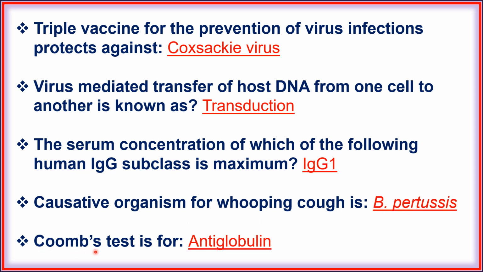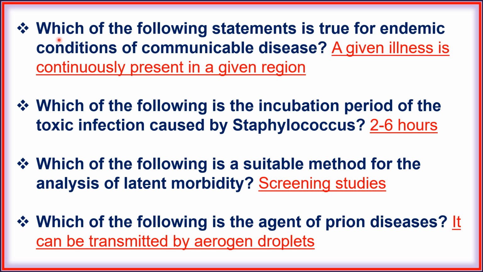Next, Coombs test is for antiglobulin. Next, which of the following statement is true for endemic condition of communicable disease? A given illness is continuously present in a given region.